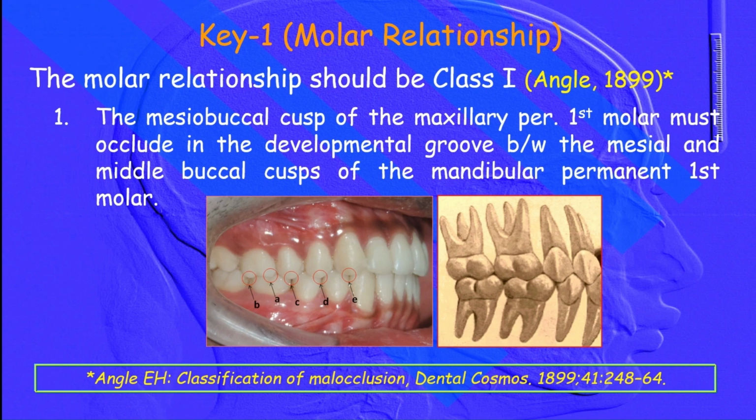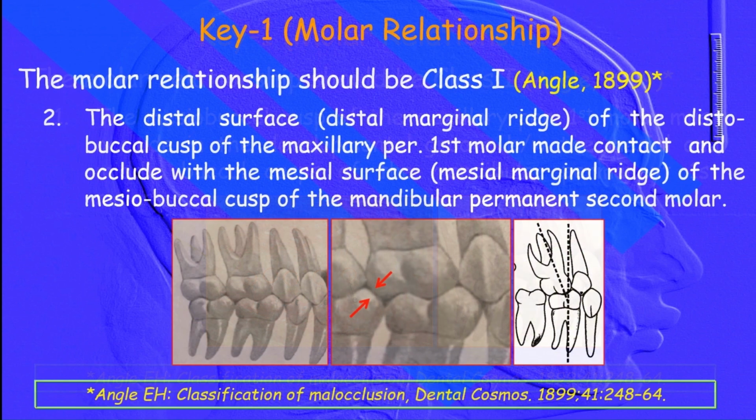To say Angle's class 1 molar relationship, 3 criteria must be fulfilled. Criteria 1: the mesiobuccal cusp of the maxillary permanent first molar must occlude in the developmental groove between the mesial and middle buccal cusps of the mandibular permanent first molar. Look at these pictures and remember this relationship. Now we will discuss the second criteria.